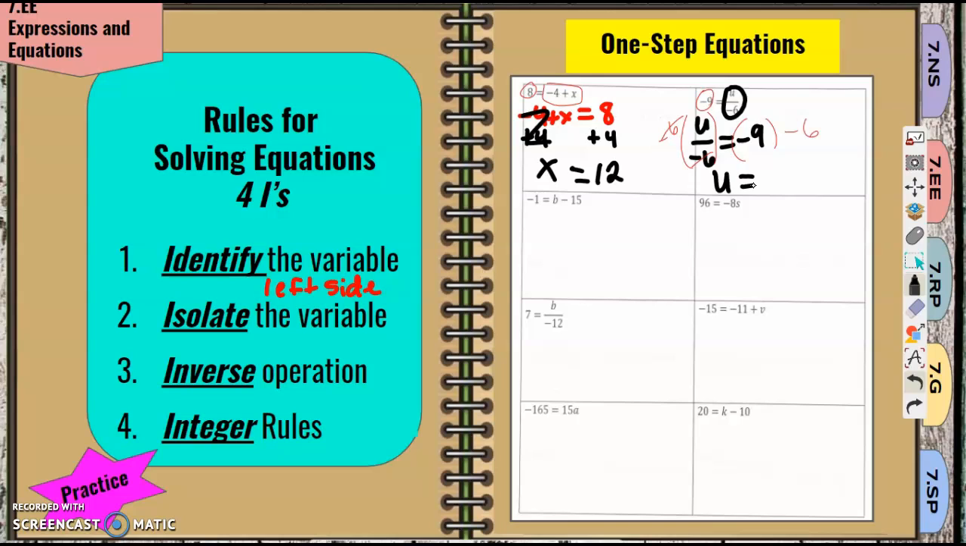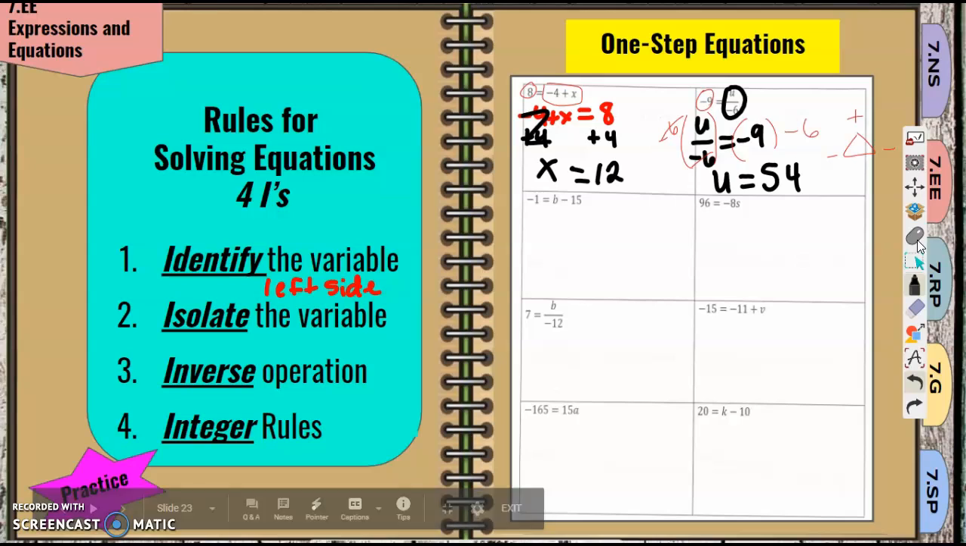When I multiply, I have to use my integer rules. The triangle method says that a negative times a negative is a positive. And 9 times 6 is 54. So my answer is u equals 54.